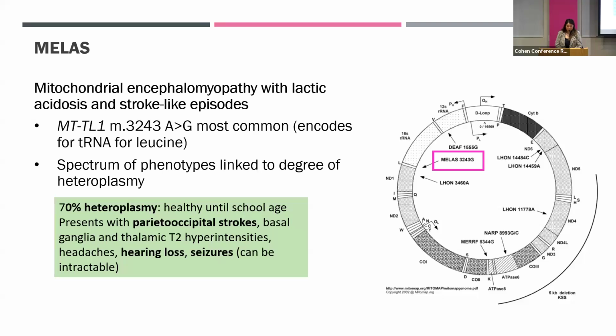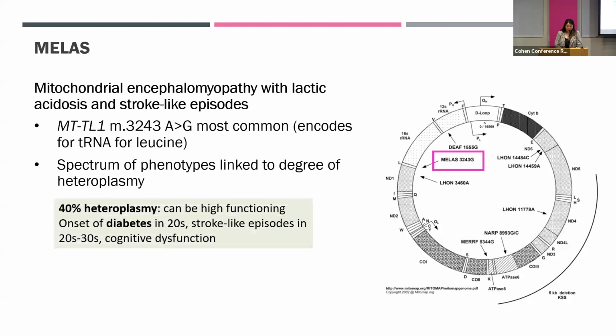This is the one that I see more commonly. This is the category I put this patient in. She's in the modest heteroplasmy level. So they can be healthy until school age, and then they present with their first-time stroke or first-time seizure. And then they can have abnormalities on the MRI that tell us there's a metabolic problem, so involving the basal ganglia as well as the cortical areas. And they can have hearing loss and they can have seizures, which can be intractable.